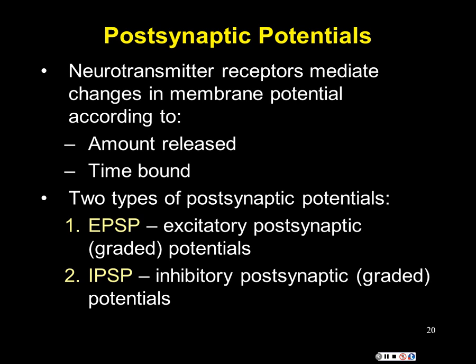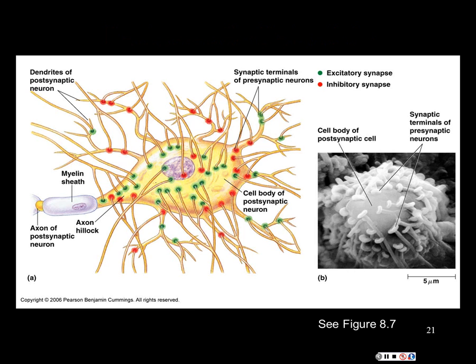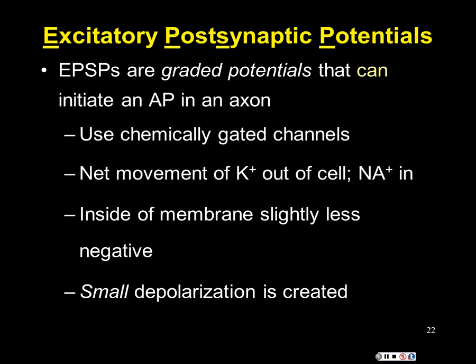An excitatory postsynaptic potential we'll call an EPSP, and we'll contrast that to an inhibitory postsynaptic potential, an IPSP. If we look at each in a little more detail, I'll come back to this image. An excitatory postsynaptic potential is a graded potential. And notice I have in italics, they can initiate. They can favor an action potential, but by themselves they don't initiate. Does that make sense?